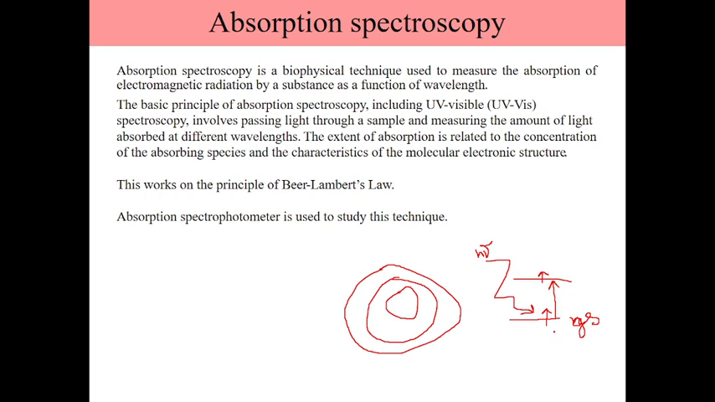Okay, so this particular electron would not go up to the excited state unless a specific wavelength of light comes and hits it. This is called absorption spectroscopy. So the basic principle of absorption spectroscopy, including UV visible spectroscopy, involves passing light through a sample and measuring the amount of light absorbed at different wavelengths. Light at different wavelengths will be used to excite this electron, and the extent of absorption is related to the concentration of the absorbing species and the characteristics of the molecular electronic structures.